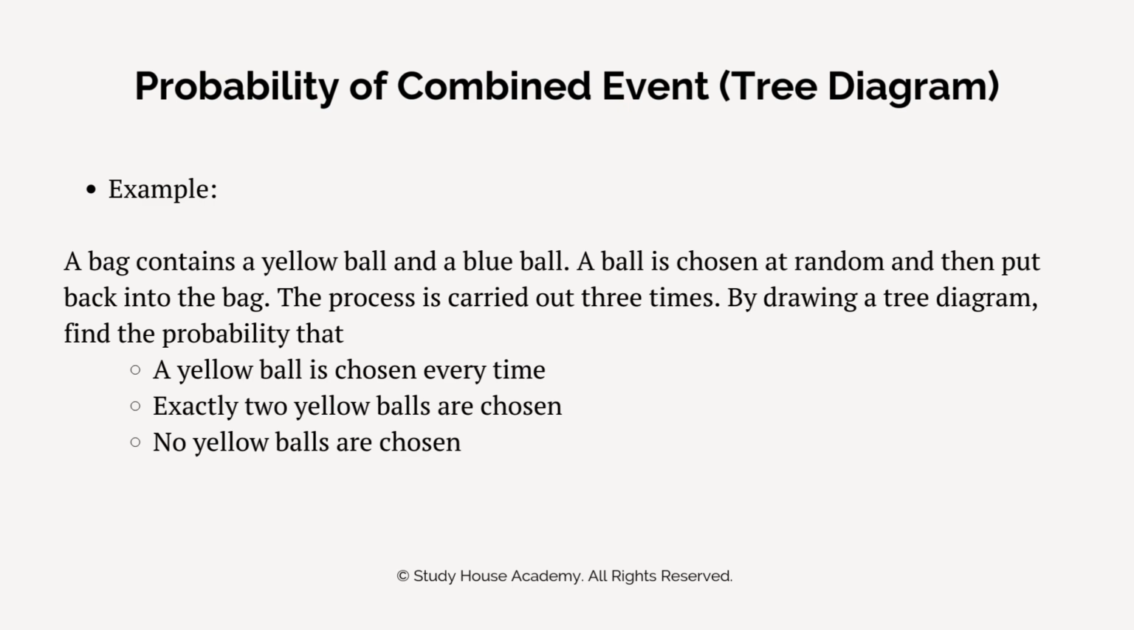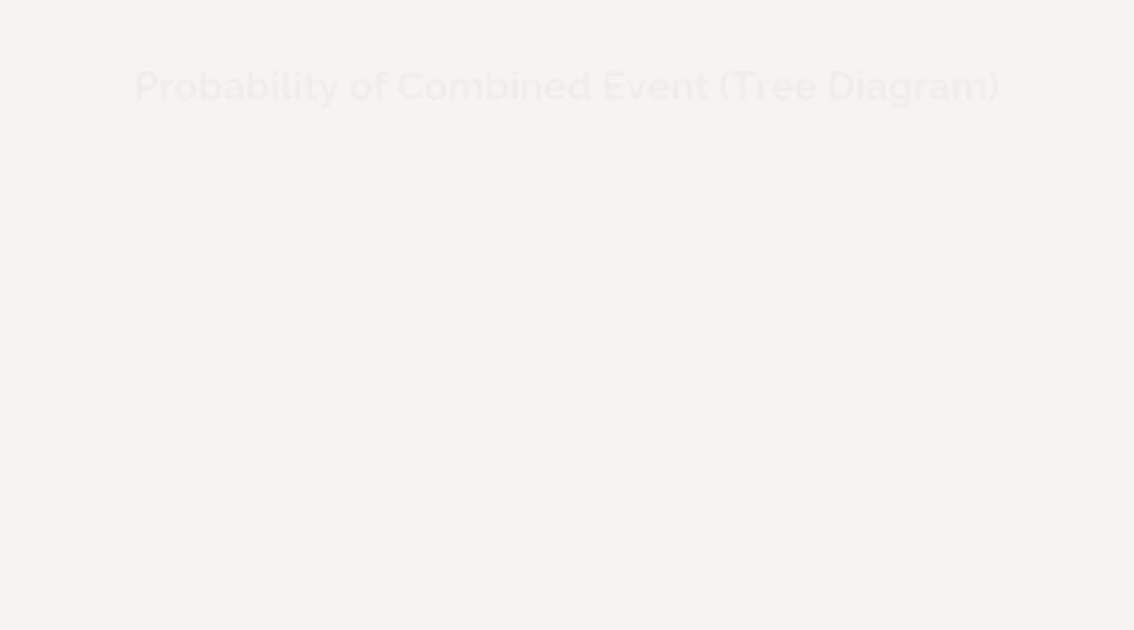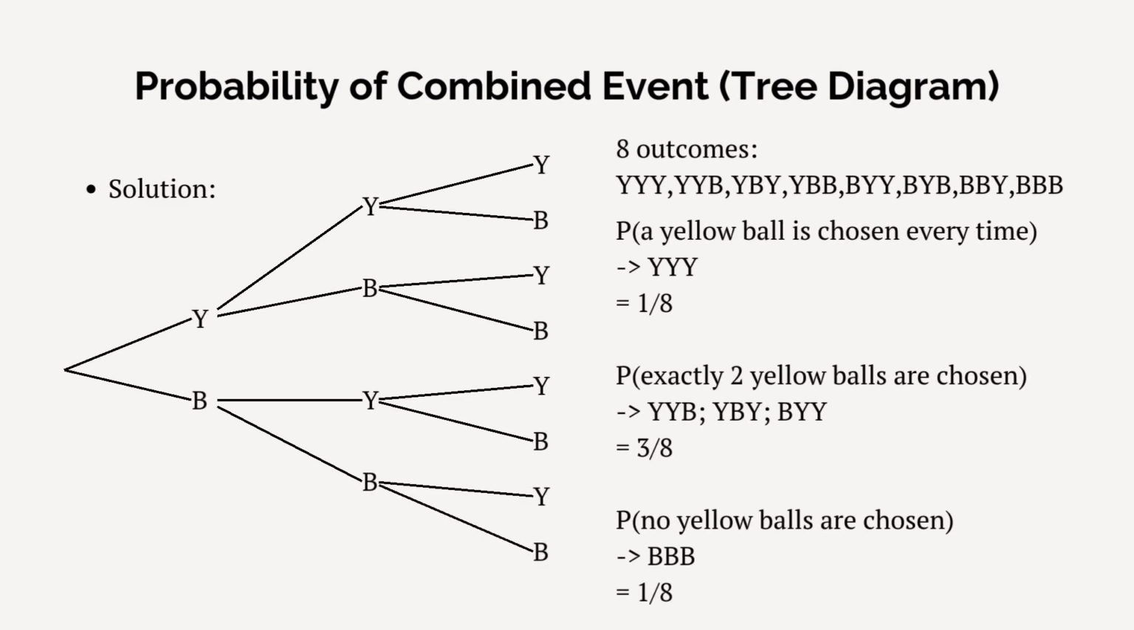Exactly 2 yellow balls are chosen. No yellow balls are chosen. By drawing a tree diagram, we can see that there are a total of 8 possible outcomes. The probability that a yellow ball is chosen every time, YYY, is 1 out of 8.